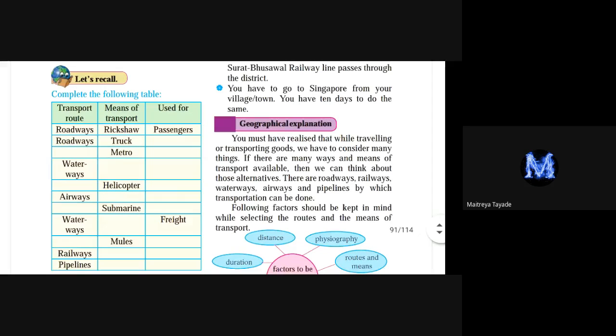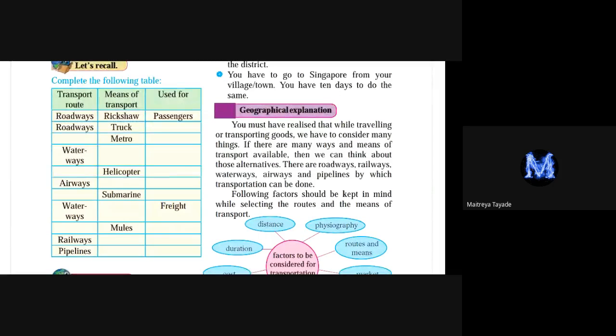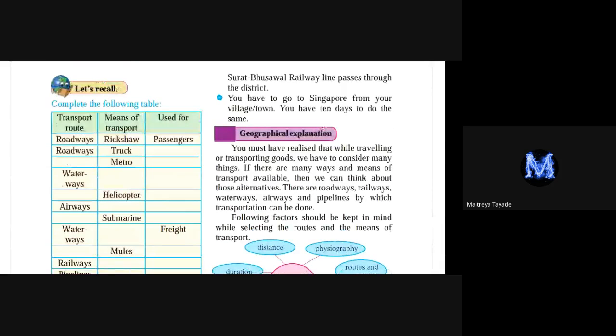You have to go to Singapore from your village or town. You have 10 days to do the same. Okay, so again, you will choose waterways. You have 10 days, so with the waterways, with big ships, you can easily reach Singapore in 10 days. As you have good enough time, 10 days is good enough, and you can easily reach that destination, Singapore.